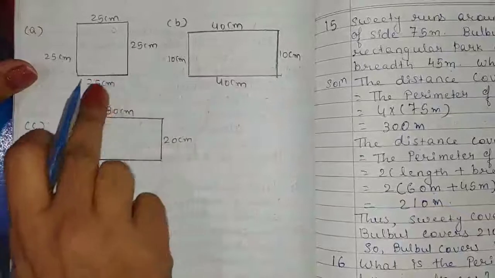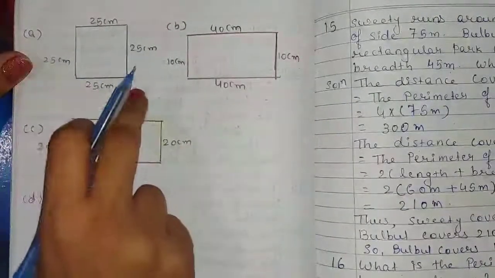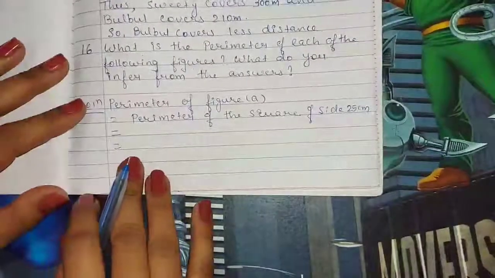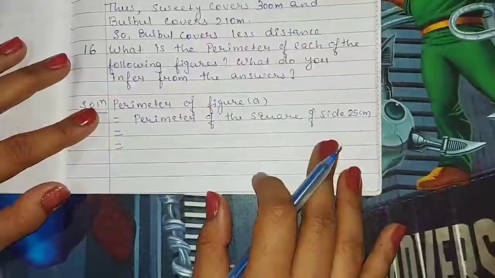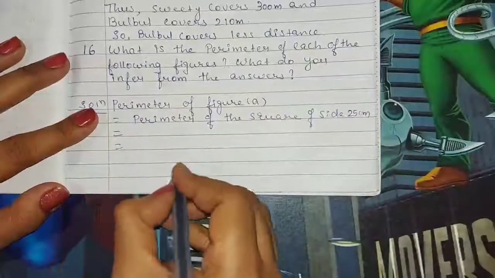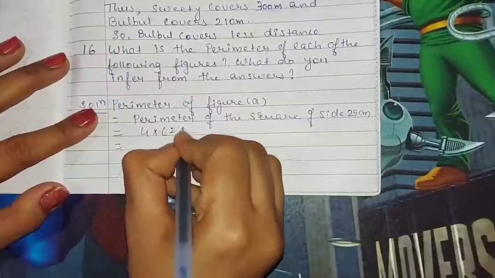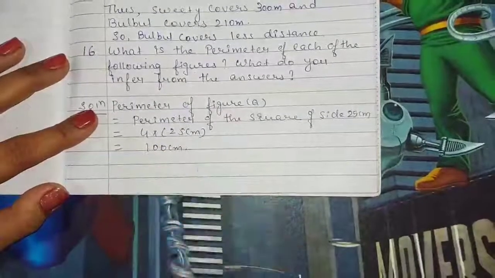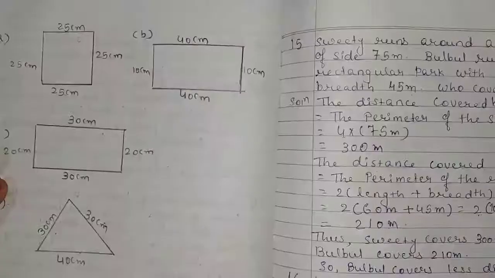So first of all we will find the perimeter of the square, where a side of 25 centimeter is given. So the perimeter of figure A, that is the perimeter of a square of side 25 centimeter, is 4 multiplied by 25 centimeter, which equals 100 centimeter. So the perimeter of figure A we got is 100 centimeter.